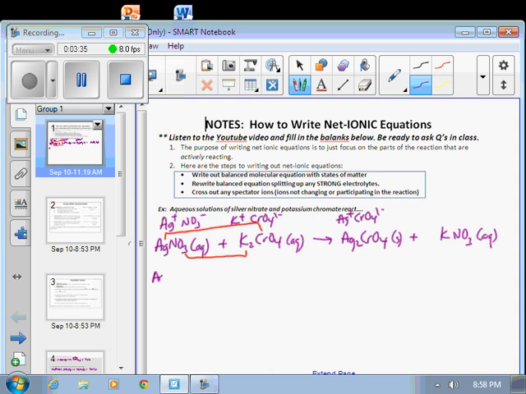So let's see, Ag+ and NO3-. All ionic compounds split up into their ions, right? Okay, now this guy here, two potassiums, so 2K+.